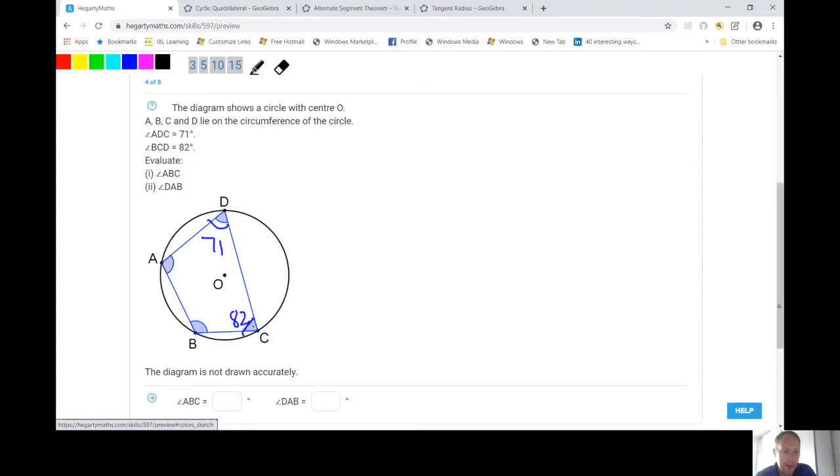So I need to find ABC. I've got to find this one. I've got to find this one. So once again, it's very similar. Just be careful with this word evaluate. That just means work out the answer to.